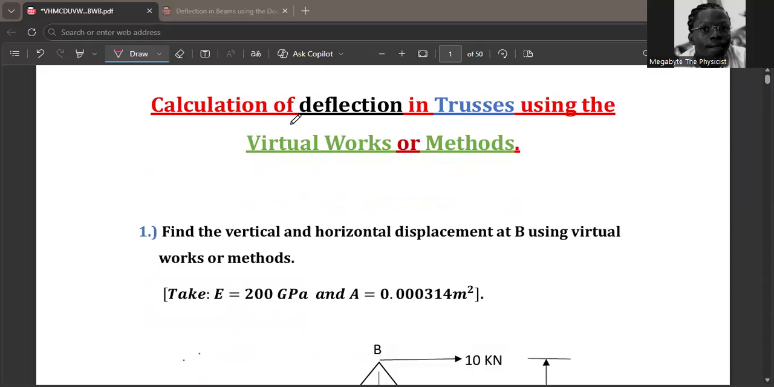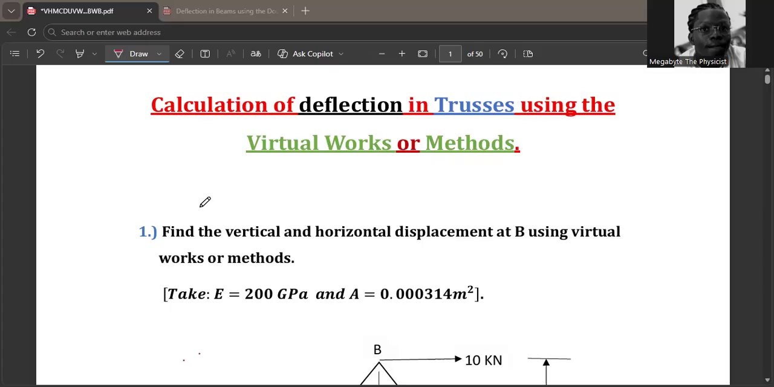Today we want to look at calculation of deflection in trusses using the virtual works method. One may ask, what are trusses? A truss is a structural framework made up of straight members connected at joints, usually arranged in triangular units. It is one of the most fundamental systems in civil engineering and building construction and building technology, because triangles are geometrically stable, meaning they don't deform under loads unless the members themselves stretch or compress.